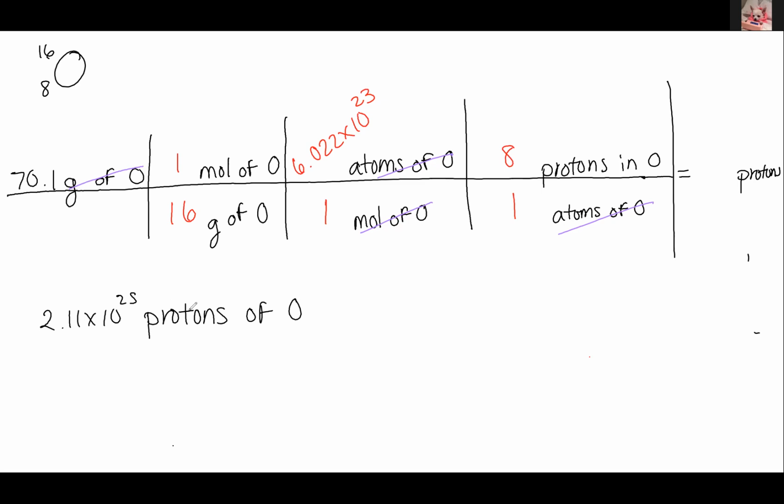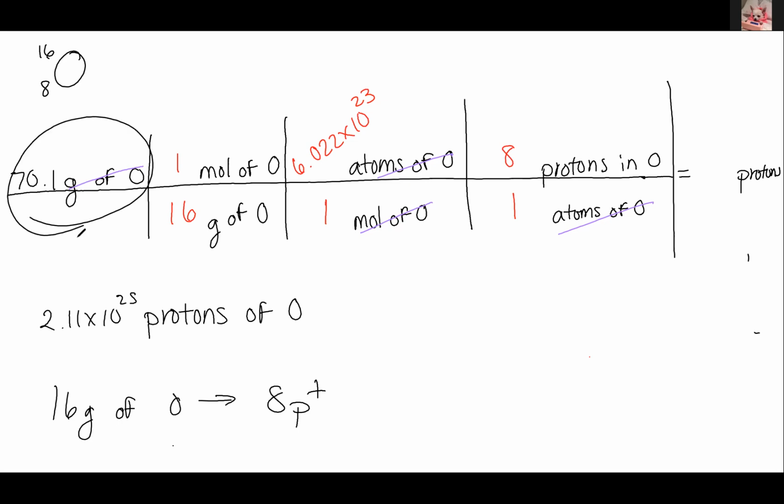So in other words, whenever I have 16 grams of oxygen, that means I have 8 protons. But whenever I have 70.1 grams of oxygen, now I have this many protons.